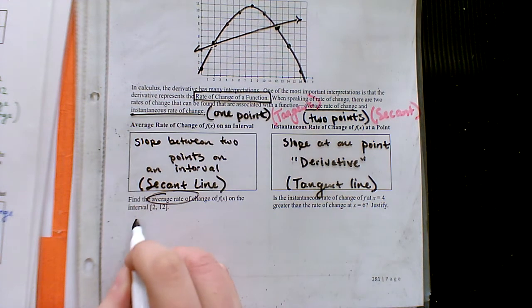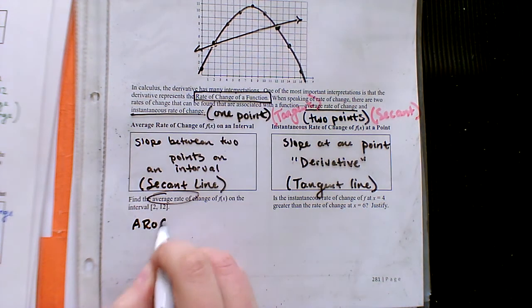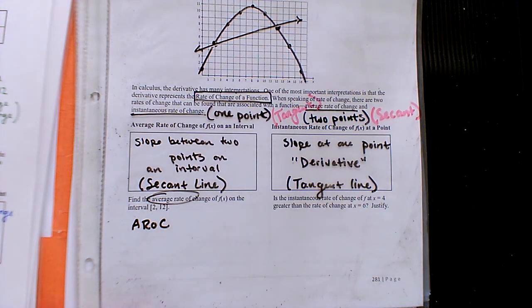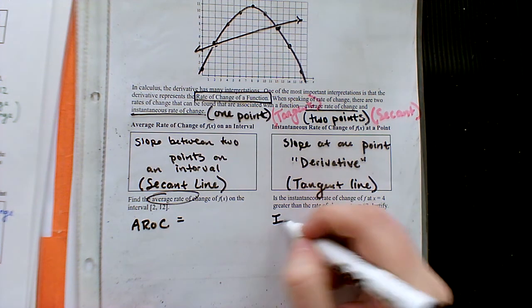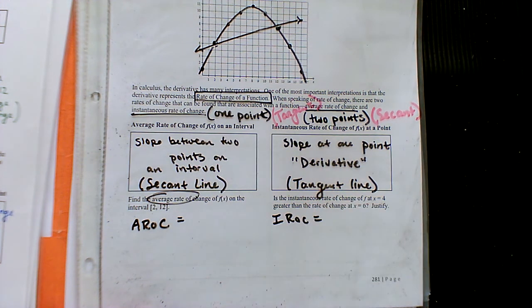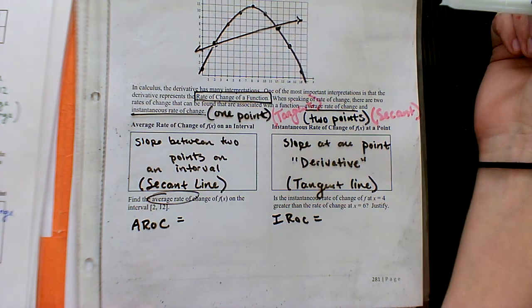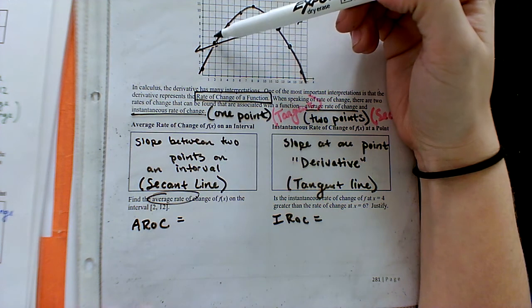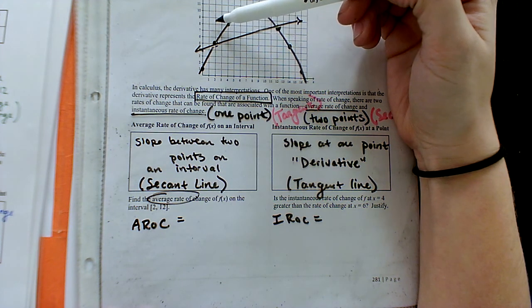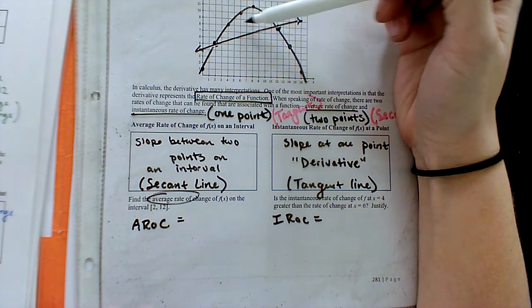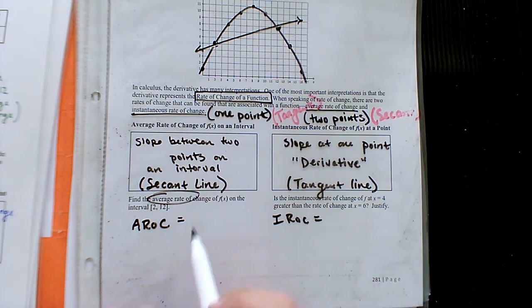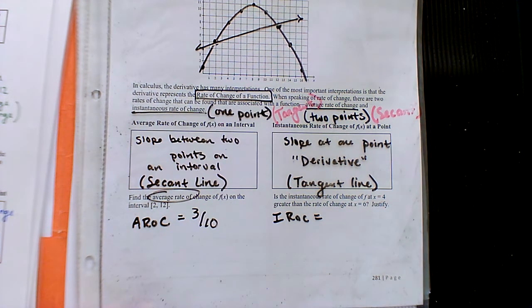I'm going to abbreviate this. I don't know how you want to pronounce that. AROC, average rate of change. We'll have AROC and IROC, instantaneous rate of change. Okay. Can we find the slope of this secant line? We go up 1, 2, 3, over 1, 2, 3, 4, 5, 6, 7, 8, 9, 10. 3 over 10.